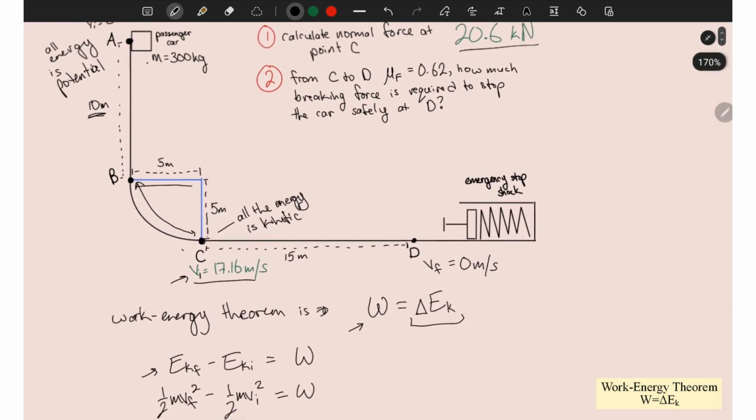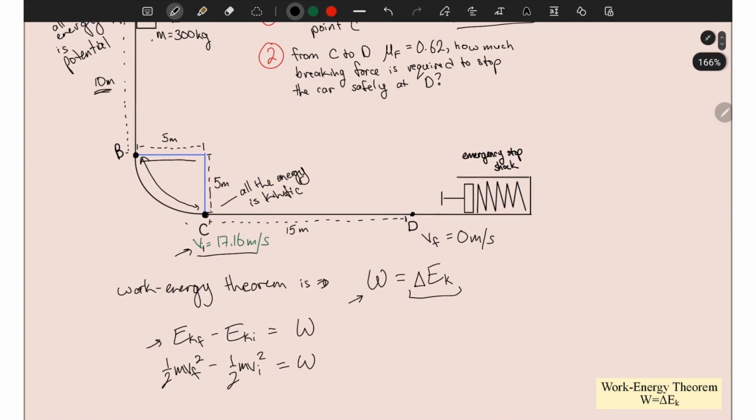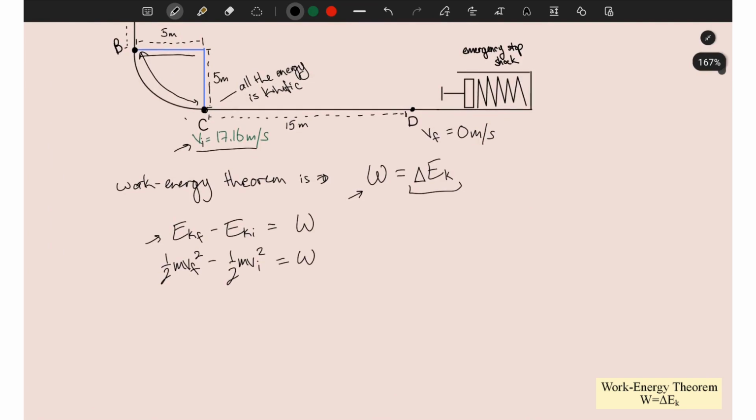Now, if we go back up here, we're given the coefficient of friction. So we know that from point C to point D, we have a frictional force, and we also have a braking force. That's what we're trying to figure out. So let's split this up even more. We'll specify what the work being done is. So we know that we have the work done by friction and the work done by braking.